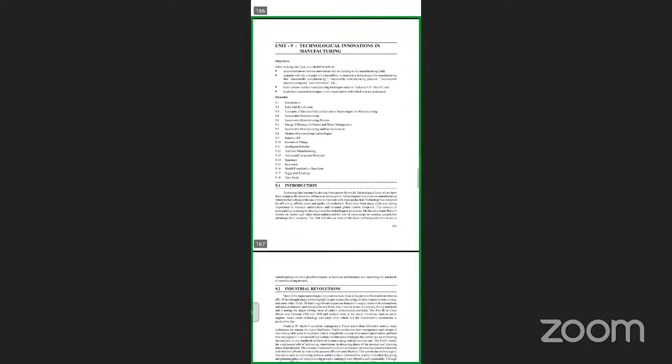Next, we'll move to block 3, that is innovative manufacturing systems. So under innovative manufacturing systems, we have 3 units, that is technological innovation in manufacturing. So what are the different technology innovations that have taken place in the manufacturing process, and modern manufacturing methods. And the last one is automation and robotics. So let us understand technological innovations in manufacturing.